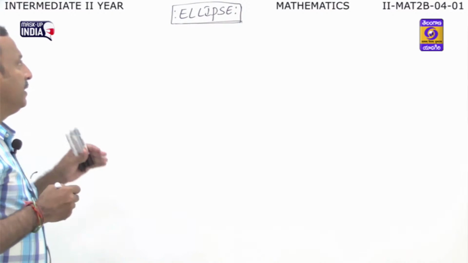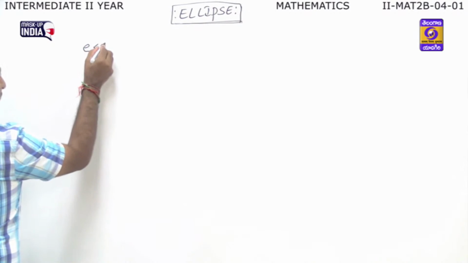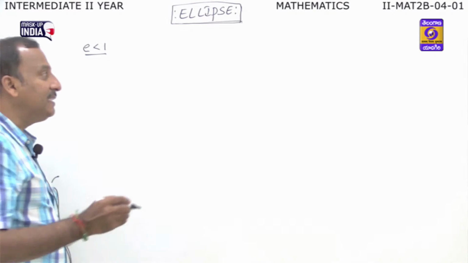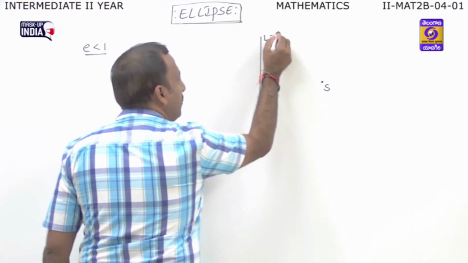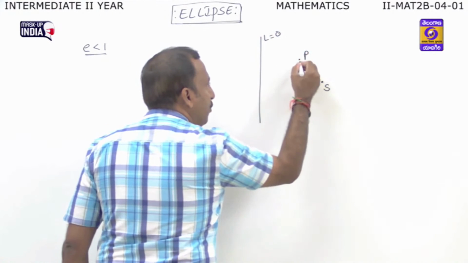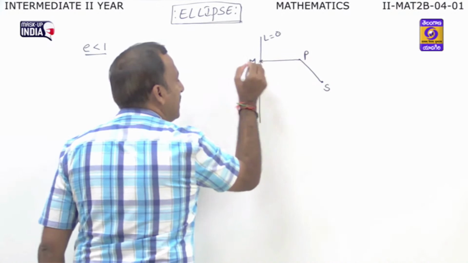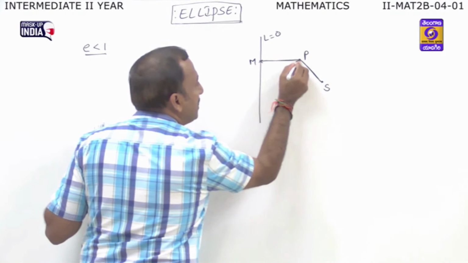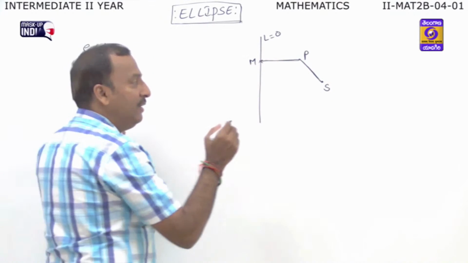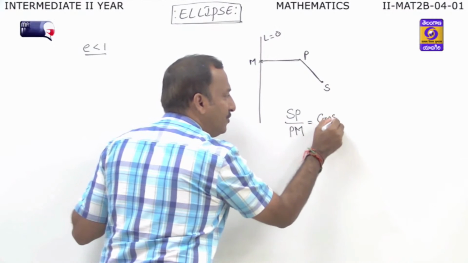Okay, see, the ellipse, దీర్ఘవృత్తము: the conic whose eccentricity is less than 1. What do we mean by eccentricity? See, if S is a fixed point and L equal to 0 is a fixed line, and a point P is moving such that the ratio of the distances, that means the distance of P from the fixed point to the distance of the point from the fixed line, the ratio SP by PM, is always constant.